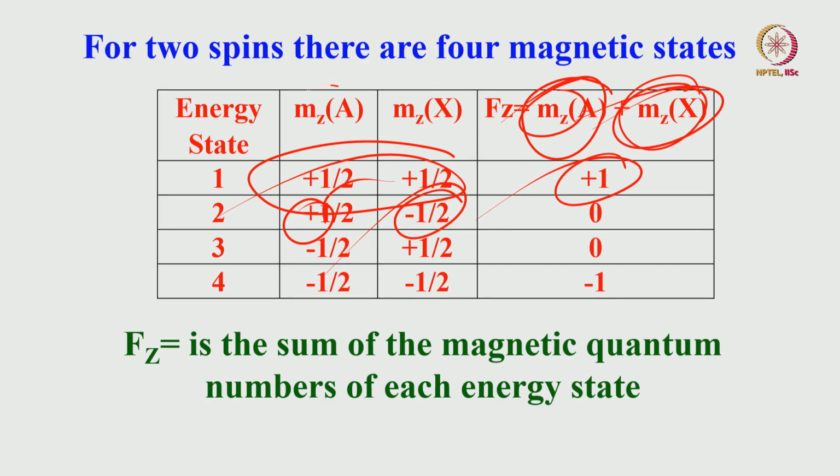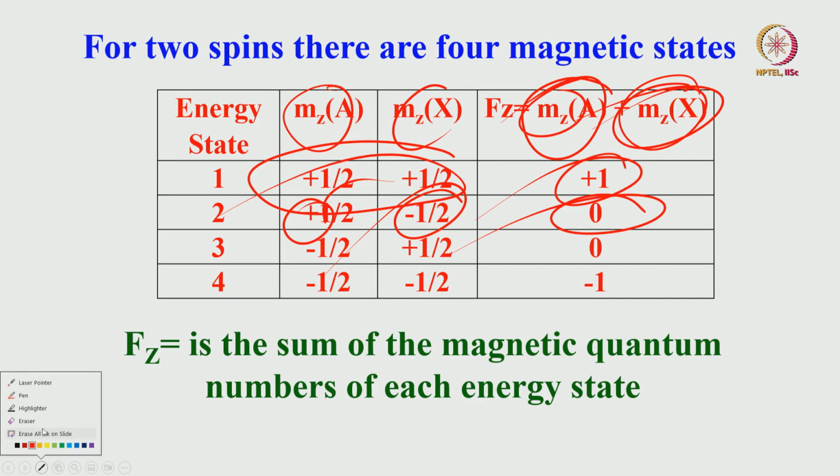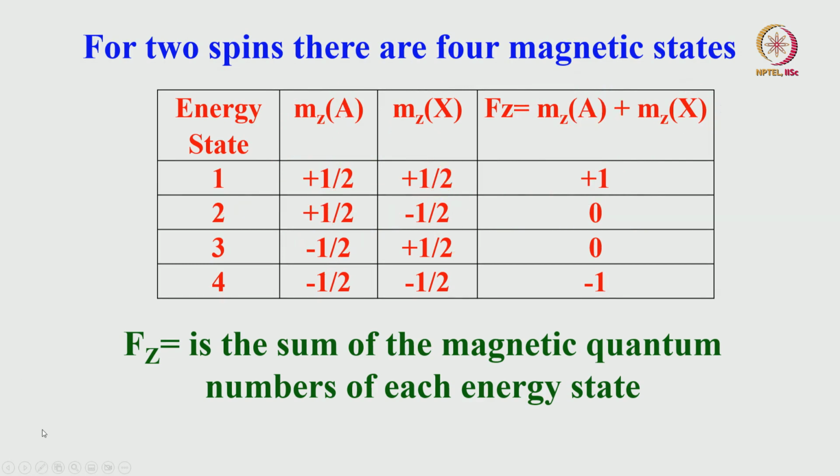For two spins, mzA and mzX individually, when you write for a particular state, the sum is mzA plus mzX. As a consequence, that is 0. Similarly, here plus of minus, minus of plus is 0, and minus of minus is minus 1. So, Fz is the sum of the magnetic quantum numbers of each energy state.